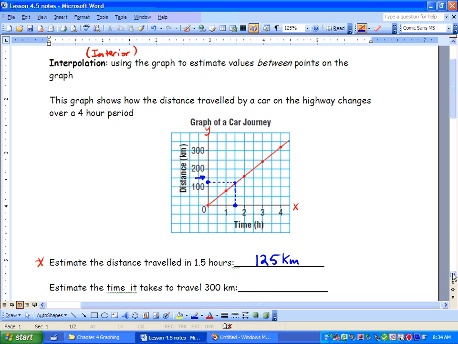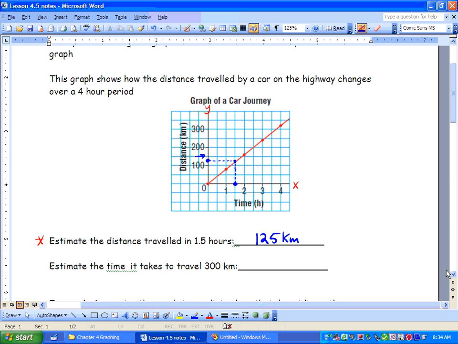All right. Now, it says estimate the time it takes to travel 300 kilometers. So we're going to start at 300 kilometers, and we're going to follow that line over, and we get right to this point. Well, we don't know it exactly, but if we go down at 90 degrees, we're going to find out, and that is about 3.75 hours, or 3 3/4 hours, which is the same as saying 3 hours and 45 minutes.